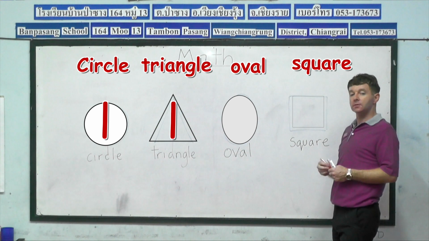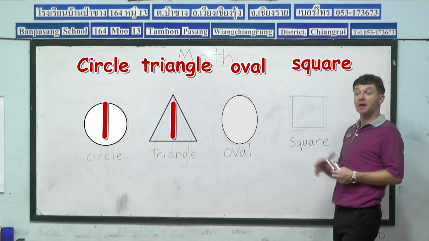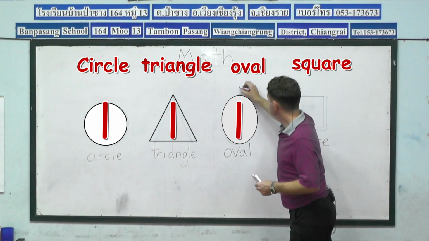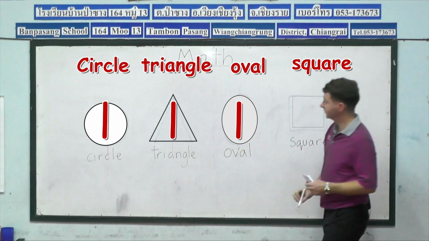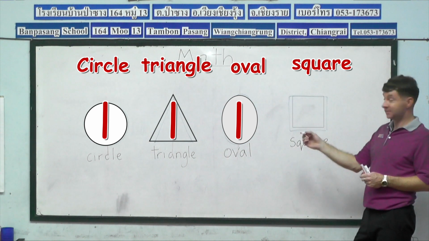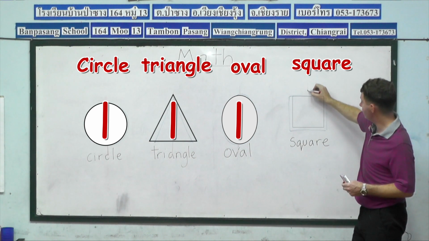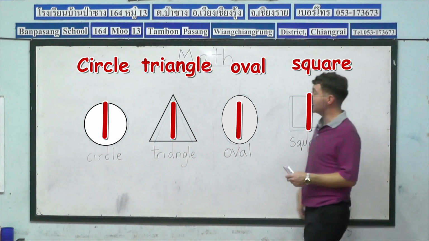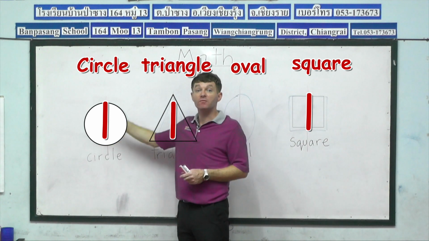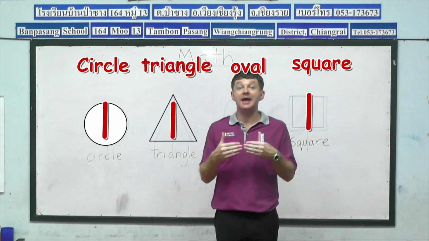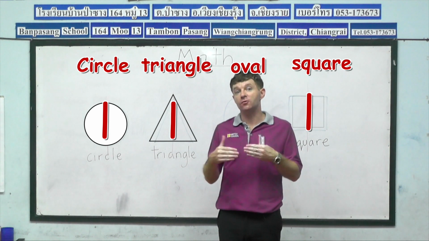How about the oval? What do you think will happen when I draw the line down the middle of the oval? Will they look the same? Let's find out. Same, but opposite. And once again, we'll do it with the square. So you can see, by drawing a line down the center of each of these shapes, we've created 2 parts that look exactly identical but opposite.